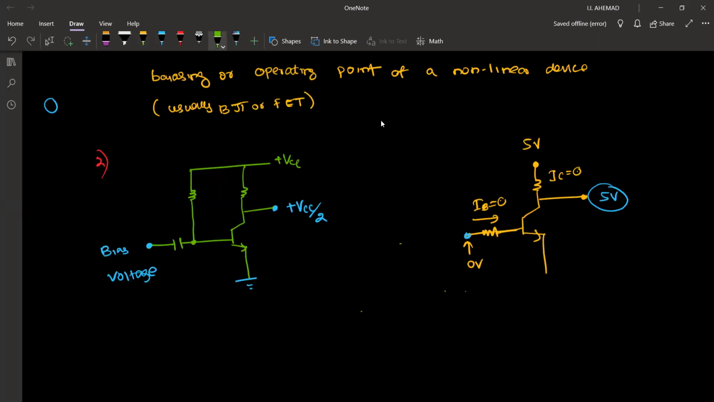Now I gave an AC signal just like this. In this AC signal, when we have this positive signal or the positive half, the IB current will increase. The IB current will increase. When this IB current increases, we can observe that this one can go below 5 volt. This one can go below 5 volt.